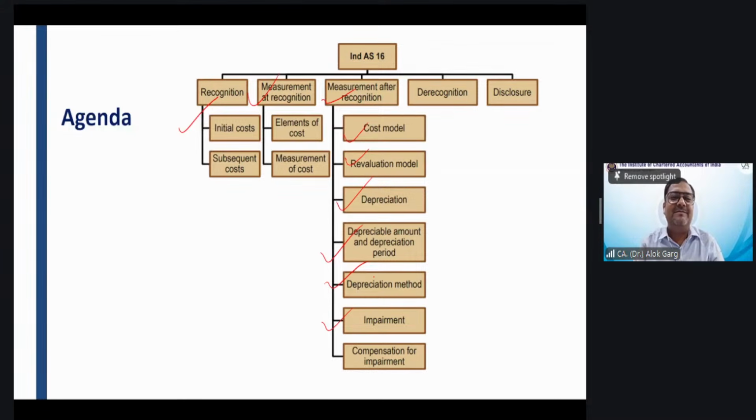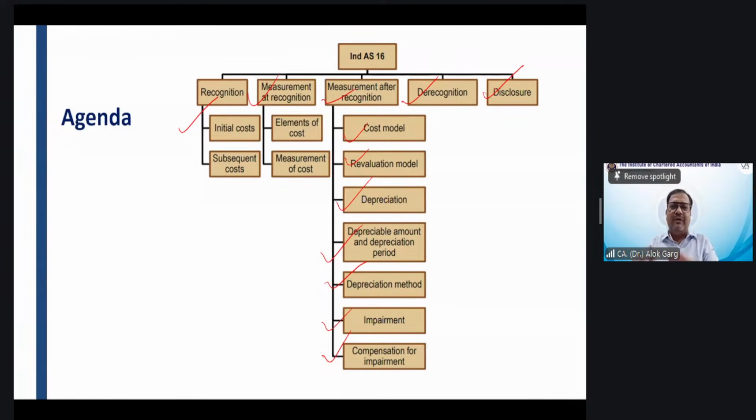Impairment. And then there is a concept called compensation for impairment. What happens if there is a compensation for impairment? And the last piece is derecognition, when you will derecognize your property, plant and equipment. And of course, disclosures, right? So friends, we will cover these aspects in Ind AS 16 property, plant and equipment.